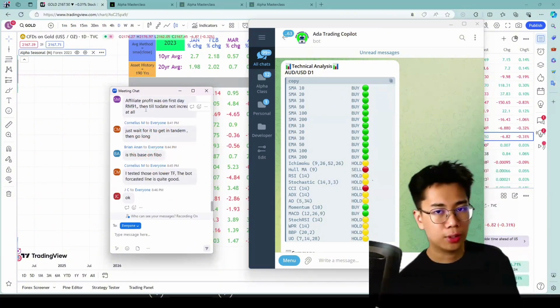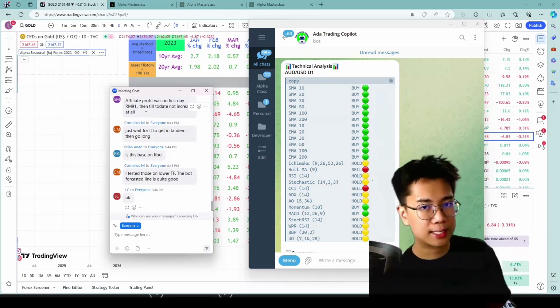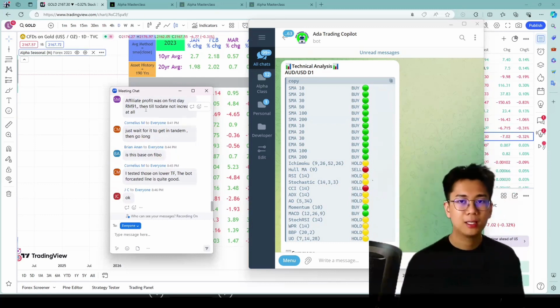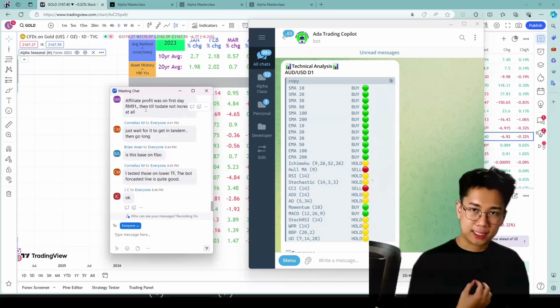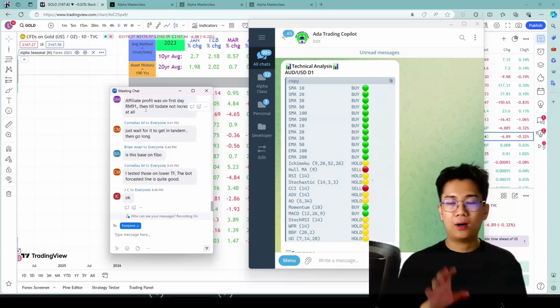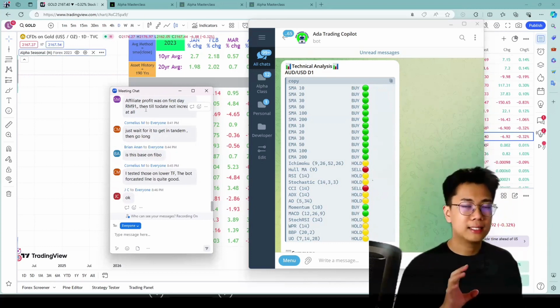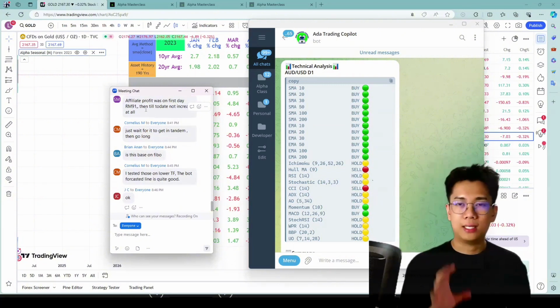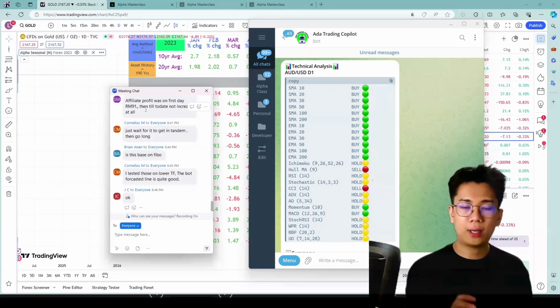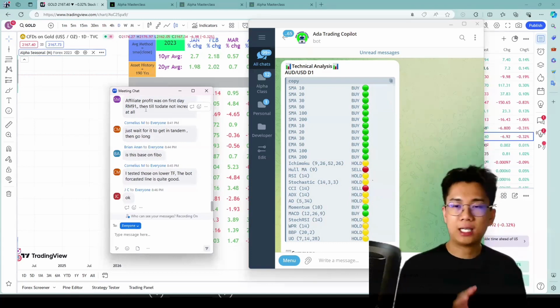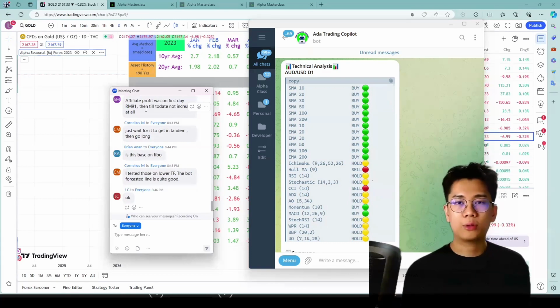I tested those on lower time frame. The bot forecast line is quite good. Thank you so much. Technically we have tested, and we found that on a lower time frame it is less performing compared to H1. Technically H1 is still quite a good balance. A higher time frame like H4 and daily also performs quite well.